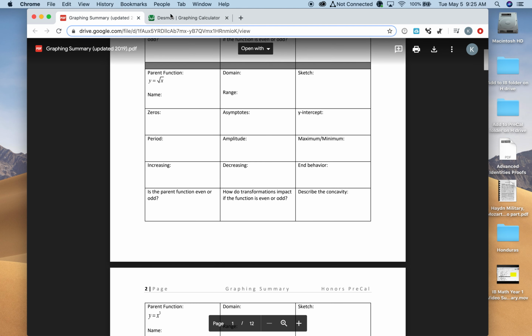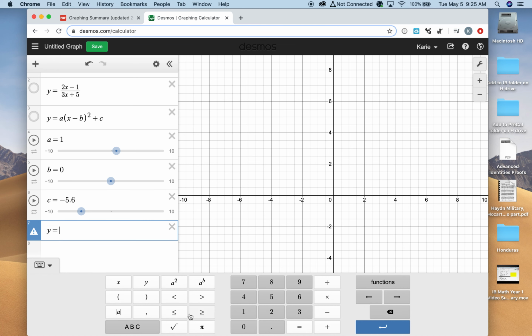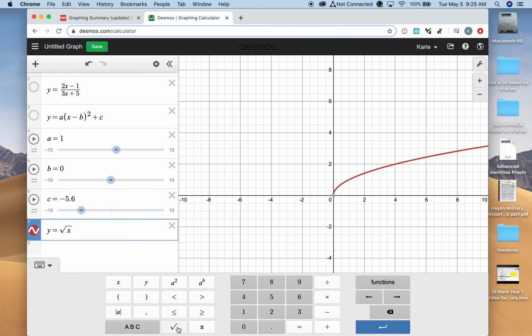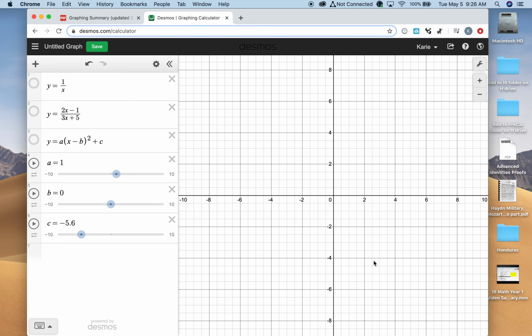Y equals the square root of x. If I type that in, maybe the easiest way to do that is here, square root of x. Notice that's neither even nor odd, okay? So we have a lot of parent functions that aren't even or odd, but it is helpful to know what's happening. Okay, so hopefully this gives you a sense of what you need to do on this chart.